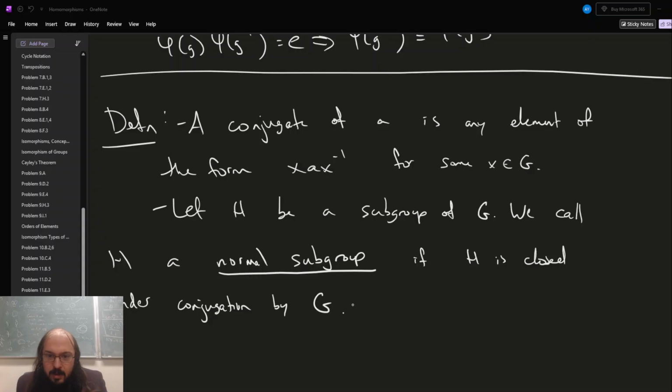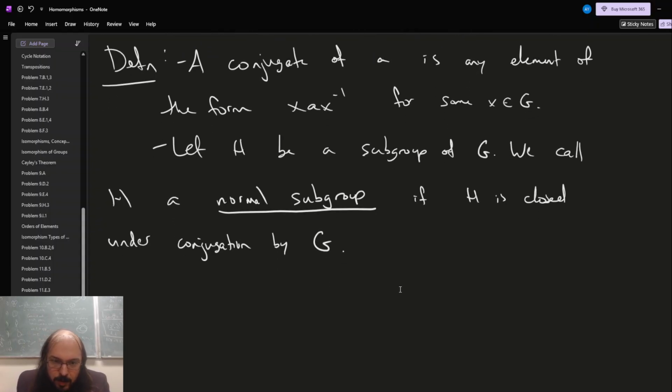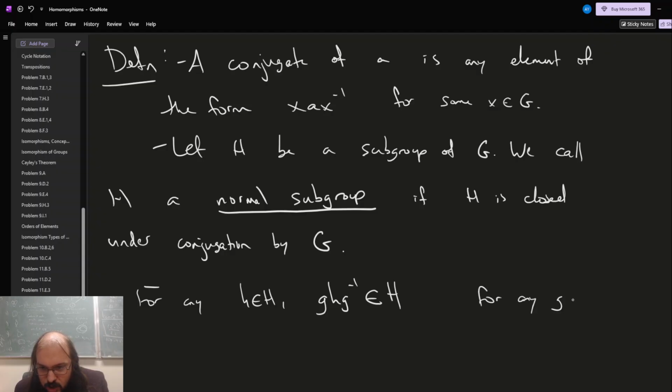What I mean by that is if you have any element h in H, then g h g inverse is also in H for any g in G. Because it would be silly to just say that you could conjugate by things in H, because H is closed under multiplication and inverses. So the extra property is that you can not only conjugate by things in H, but you can also conjugate by things in G.